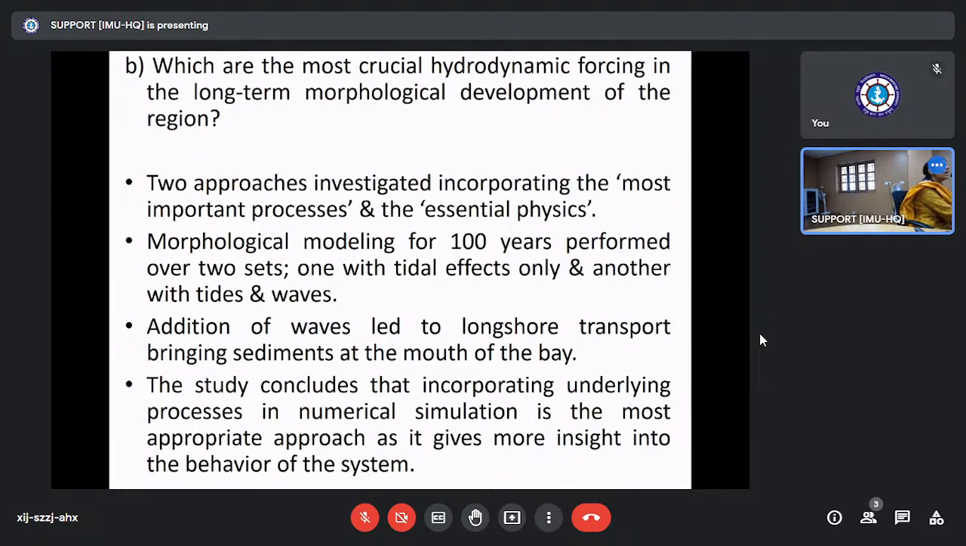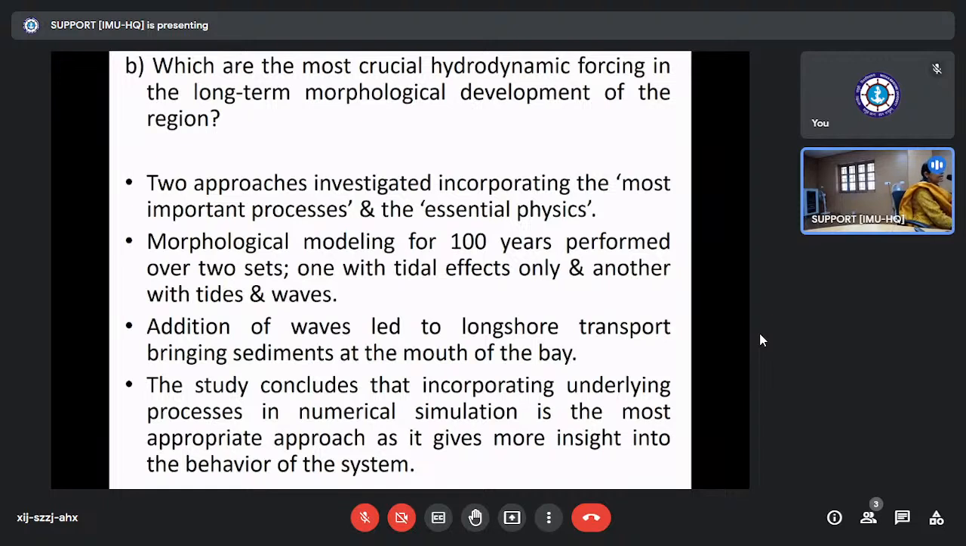The second question is, which are the most crucial hydrodynamic forcing in the long-term morphological development of the region? So the two approaches were investigated as incorporating the most important processes and the essential physics. For the most important processes, only tides were considered, as wave actions inside the bay were very less, and essential physics means tides, waves, MSL, everything was included in the morphological simulation study. So addition of waves has led to the complete mechanism that has been studied for the long-term evolution.